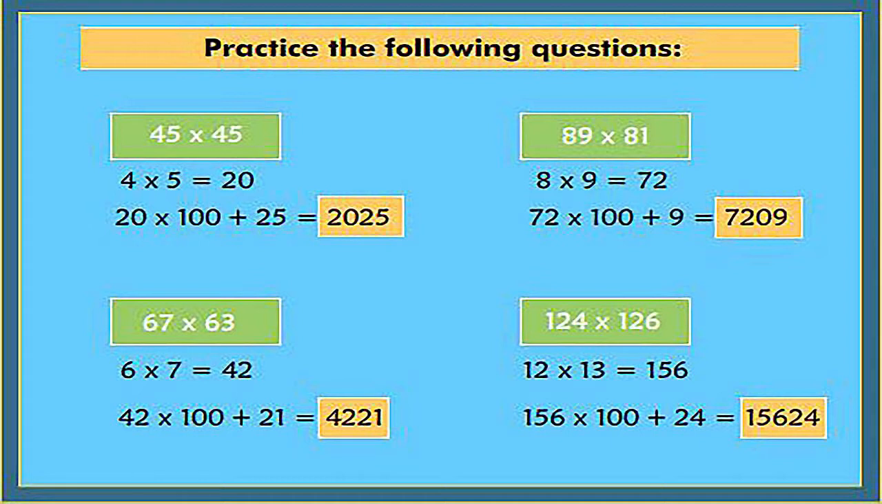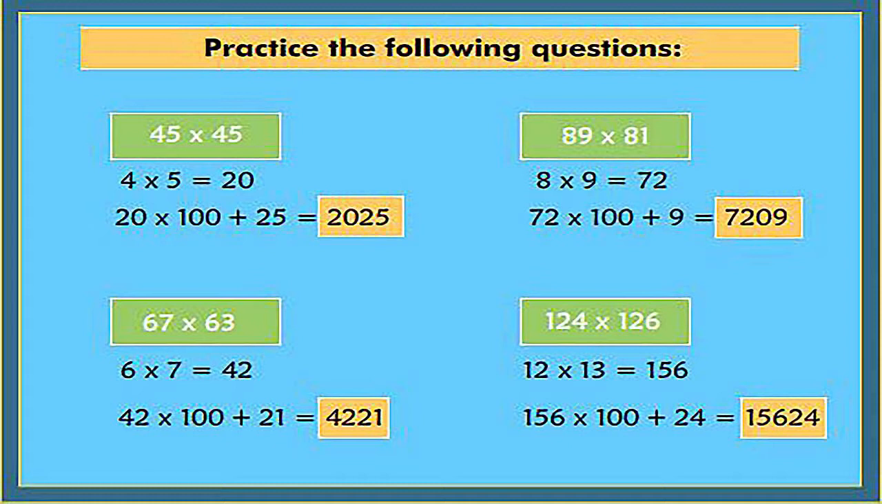The first practice question is 45 times 45. This is simply 2,025. The higher digit is 4, so 4 times 5 gives you the upper two digits of the answer, 20. The lower two digits will be simply 5 times 5, and it is appended to the upper two digits, forming the answer, 2,025. The second question, 89 times 81, produces the answer of 7,209.